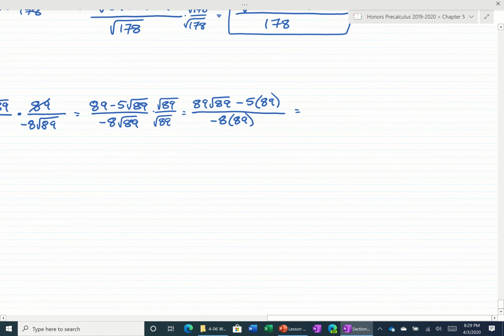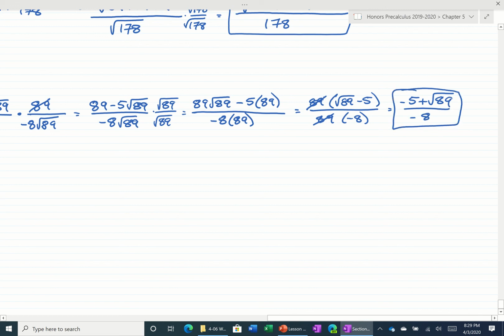All right, well, we could actually take out a factor of 89 from the top and take out a factor of 89 from the bottom. And our answer would actually be this: negative 5 plus the square root of 89 over negative 8. All right, it's not pretty, but that would be one of the answers. I think the book lists a slightly different form of that, but numerically it would be the same thing. All right, so stay tuned for today's lesson.